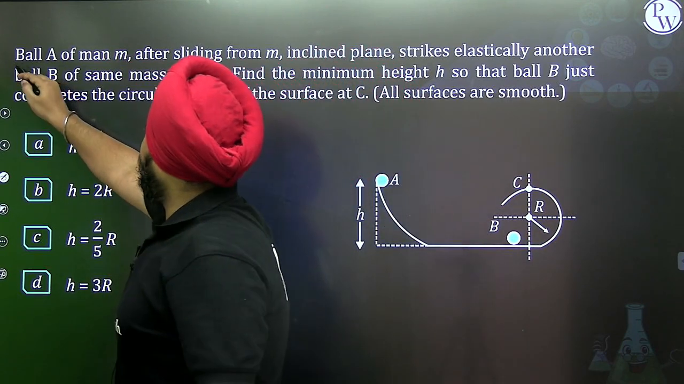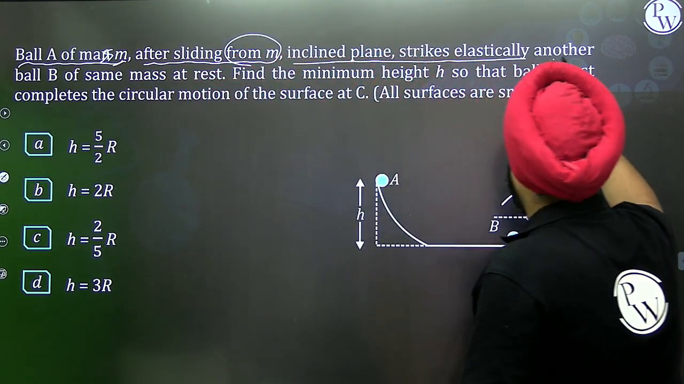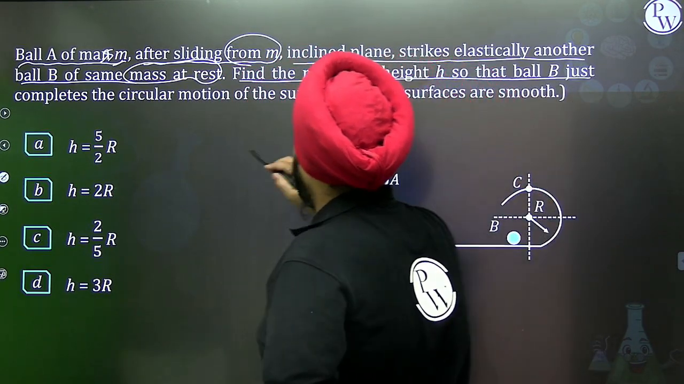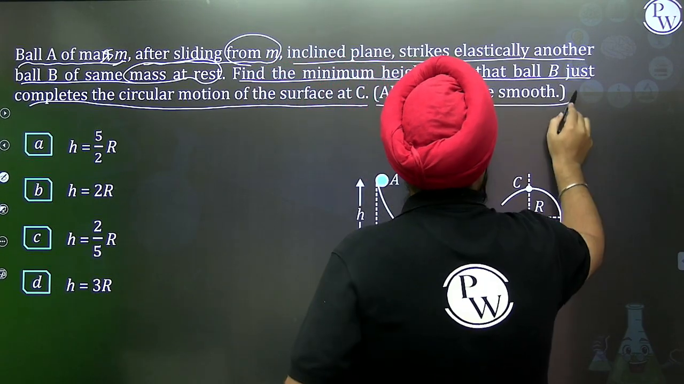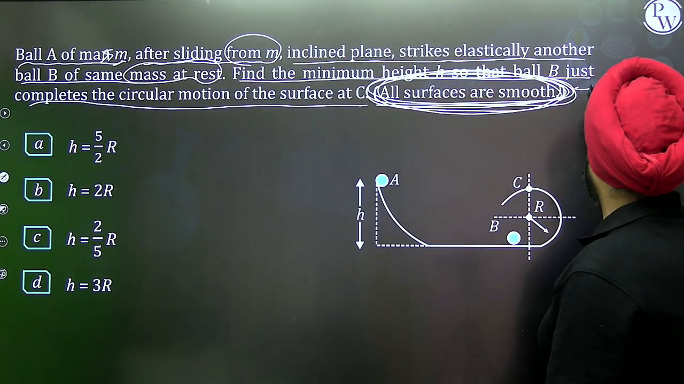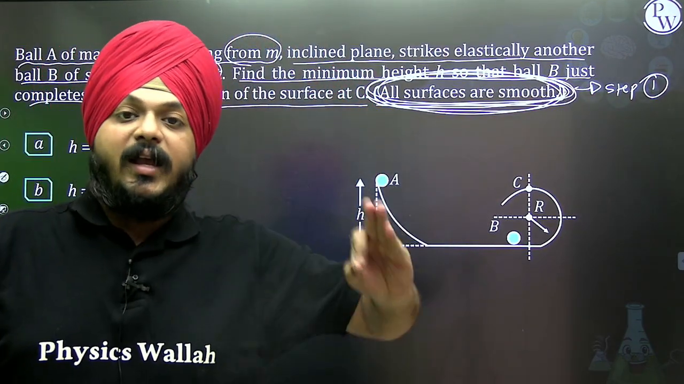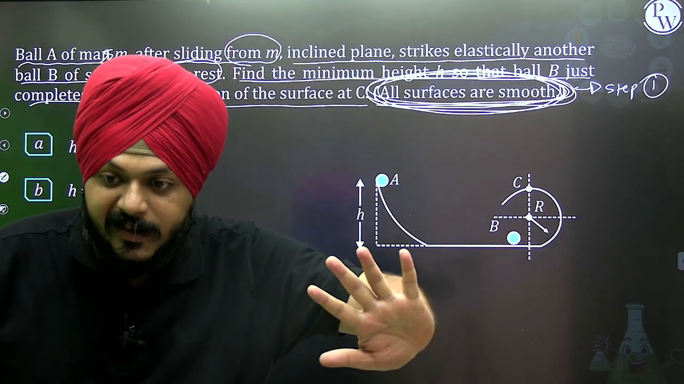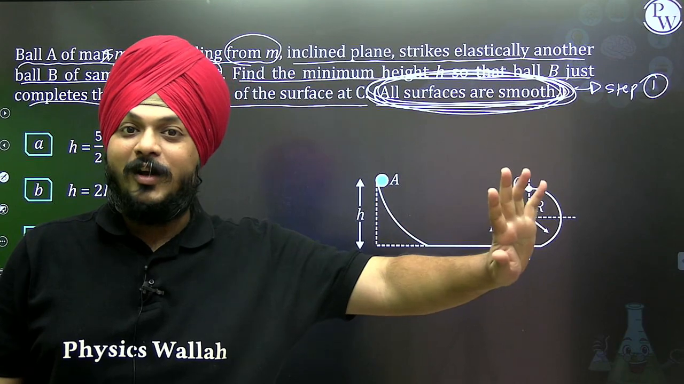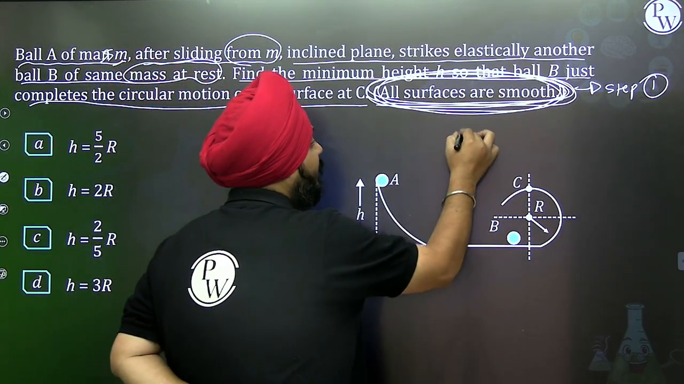Let's see this question. Ball A of mass M, after sliding down an inclined plane, strikes elastically another ball B of mass M at rest. Find the minimum height so that ball B just completes the circular motion. All surfaces are smooth. Kindly concentrate on this. This is our step number one: check whether external forces are present or not, and whether any kind of friction or resistive force is present or not. The path is smooth, no friction, no resistive forces, and no external force is there. It means that mechanical energy is conserved in this question.